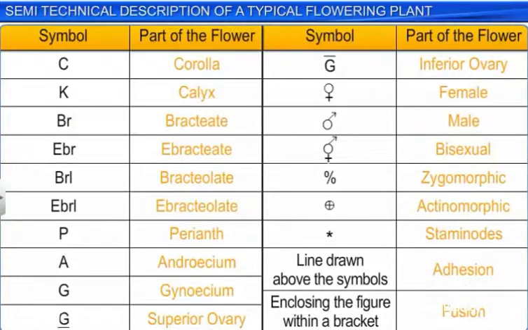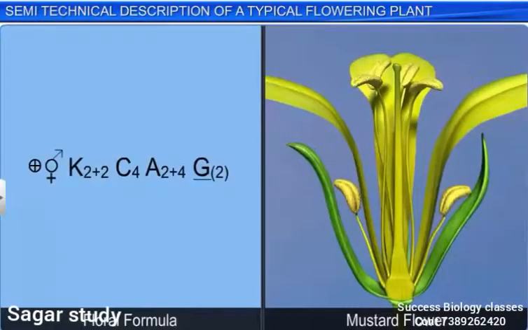Let's understand the symbols in the floral formula of a mustard flower. The mustard flower is actinomorphic and bisexual. The calyx has 4 sepals arranged in 2 rows and the corolla has 4 petals. There are 6 stamens arranged in 2 rows and the gynoecium is bicarpellary and syncarpous with a superior ovary.